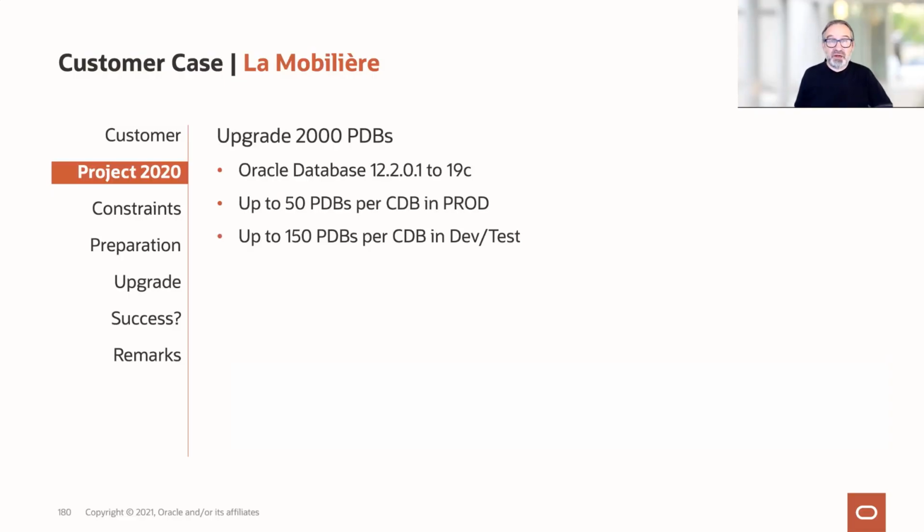By the time, I called it Project 2020, we had over 2,000 PDBs. The goal was to go from 12.2.1 to 19c. We have still limited the number of PDBs in production environments to 50, but in test and dev, we go up to 150.